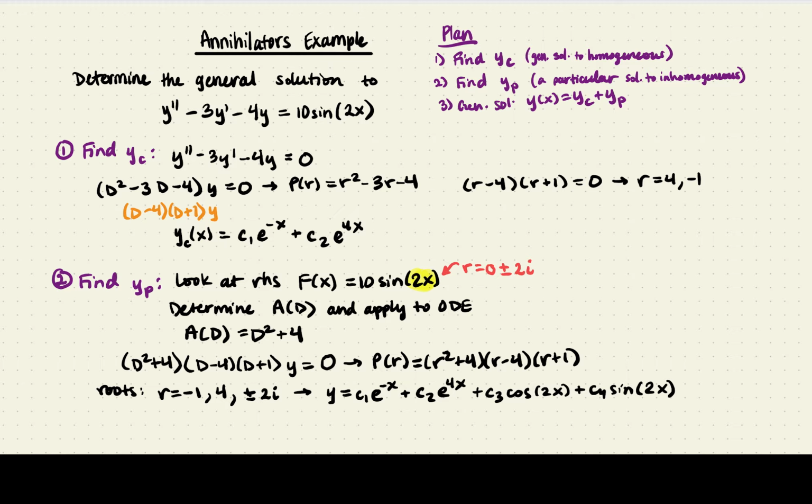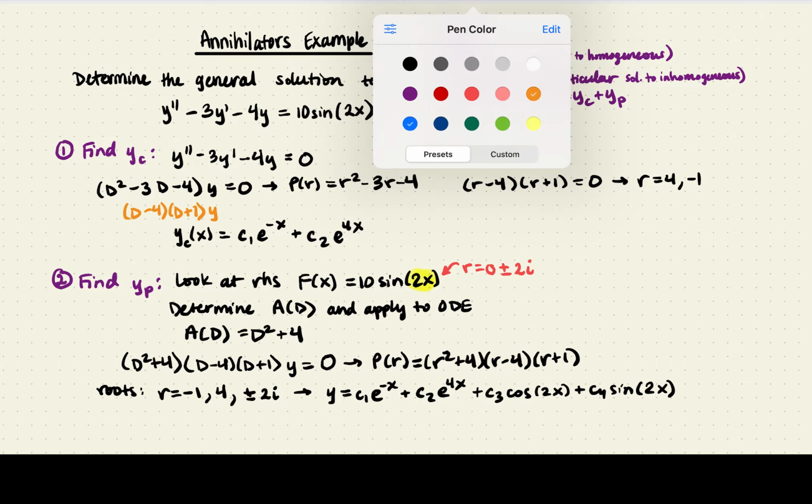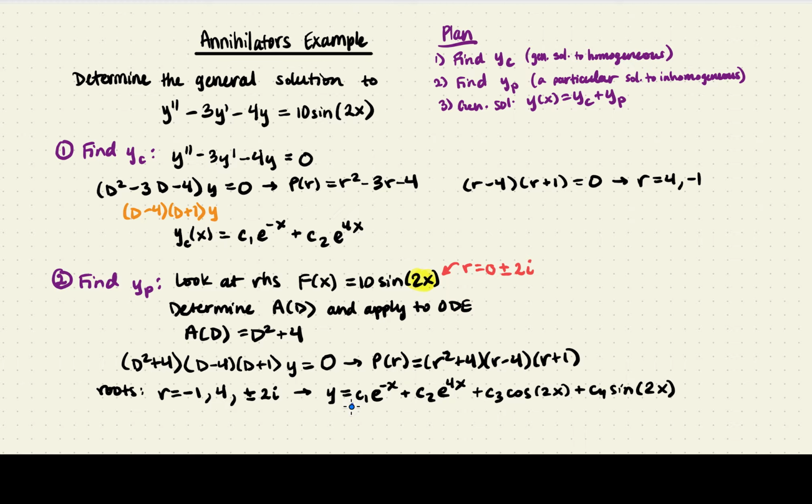All right. So let's look at this solution here. Notice that this portion of the general solution matches the terms in the complementary function. So we don't want to use these terms in our trial solution. Instead, we want to use the new terms that we've picked up. So these cosine and sine terms are going to form our trial solution.